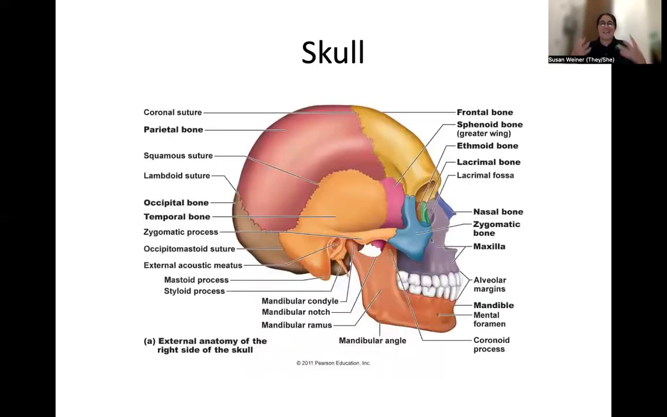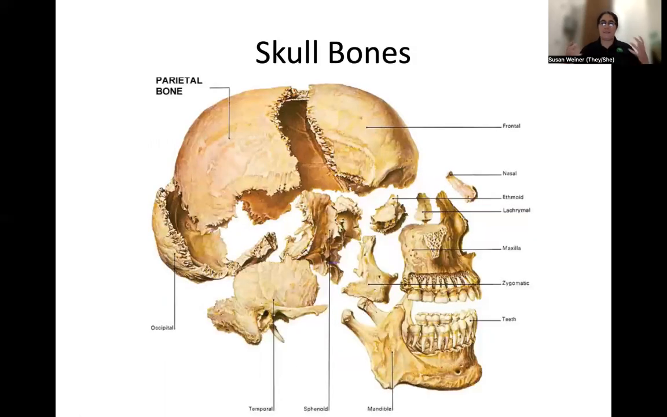So we're going to start here with the skull. Now the skull is a lot of small bones put together, and we can see them here broken apart. In lab, you've seen the skull and you've seen this exploded skull. So we're going to be looking at that. And this exploded skull shows if we separated all of these bones.